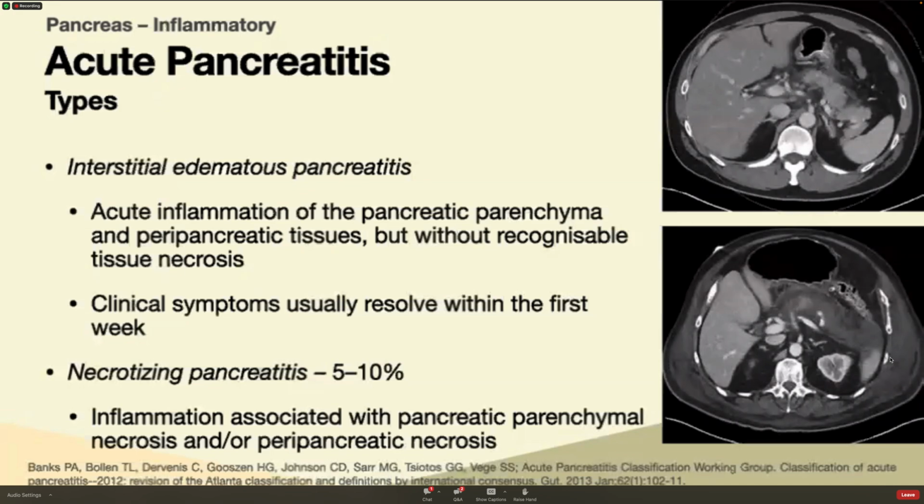There are 2 types of pancreatitis based on the revised Atlanta guidelines. These are interstitial edematous pancreatitis and necrotizing pancreatitis. As you can see in the CT scan images, in necrotizing pancreatitis, the parenchyma of the pancreas does not enhance due to the presence of necrosis.